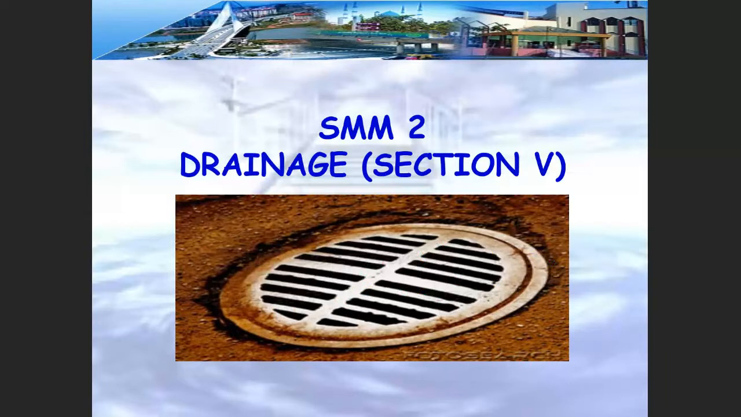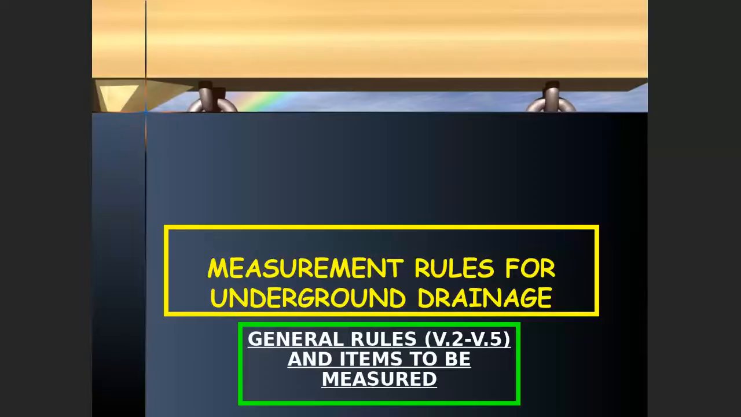Okay, now let's refer to the SMM rule. Let's refer to the drainage rules in section V. You can see that the rules are almost similar to the rules that you have to measure in measurement for the basic surface water drainage. We can go through one by one: section V.2, after that V.3, after that V.4 until we go to V.7. So you just follow step by step.